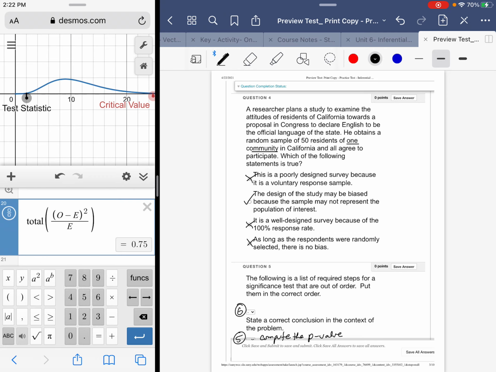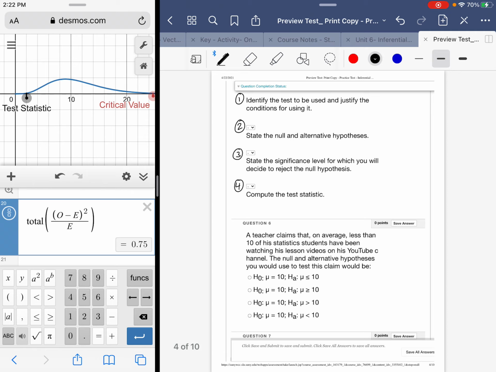Okay. So number 6, a teacher claims that on average less than 10 of his students have been watching his lesson videos on his YouTube channel. The null and alternative hypotheses you would use to test this claim would be, well, it better involve a less than symbol, right? Less than 10. So that would be this one.